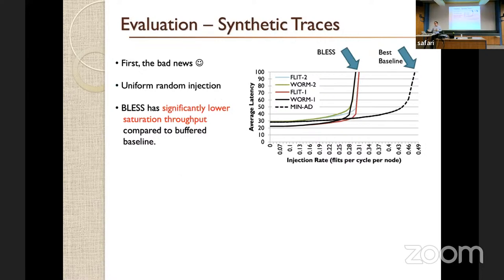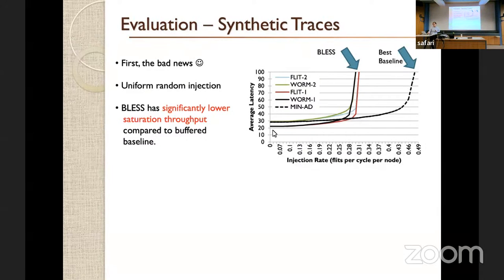Okay, so let me talk about results quickly over here. This is uniform random traffic. Clearly, this is bad news, right? If you look at minimal adaptive routing, it's not even a non-minimal mechanism, but it looks quite good, right? It has high saturation throughput, reasonably low latency.